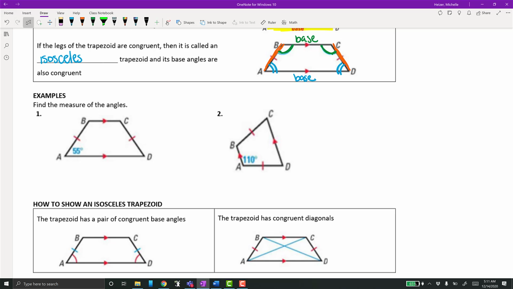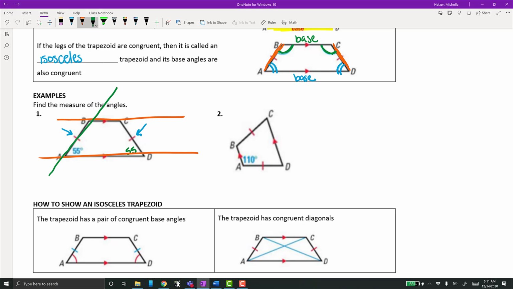Example 1: we have a trapezoid here, and this is an isosceles trapezoid because it has the legs marked congruent. So we know that on an isosceles trapezoid, our base angles are congruent. If A is 55, the angle over at D is also 55. But how do I find B and C? Well, remember these are parallel, and this would be a transversal.